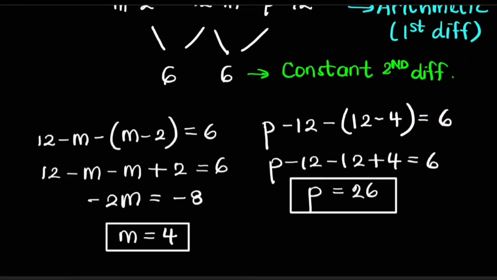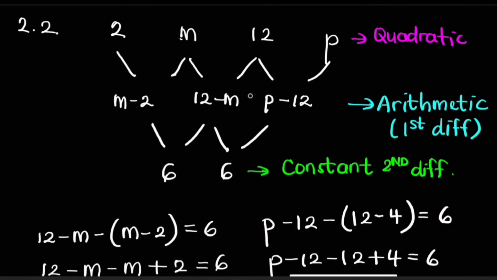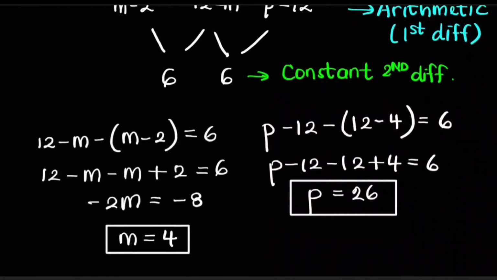And let's say that you're not sure if this is correct. You can always take these values and substitute into the given pattern. So we can substitute values for m and for p, and when we get the difference, it should give us 6. So that should work out, which it actually does here, right? So m is 4 and p is 26 is correct.